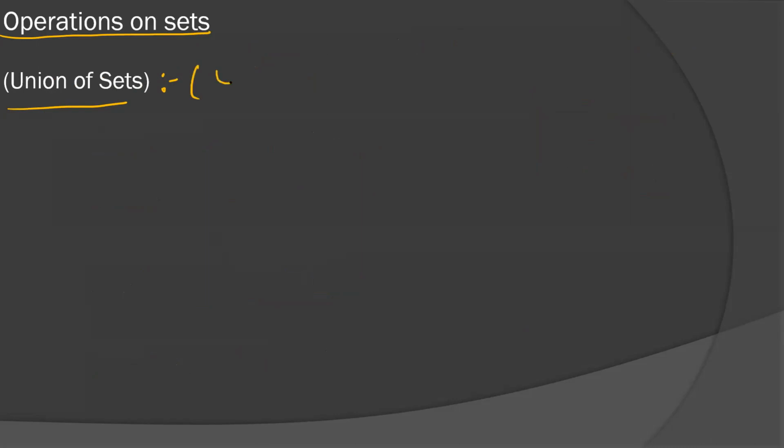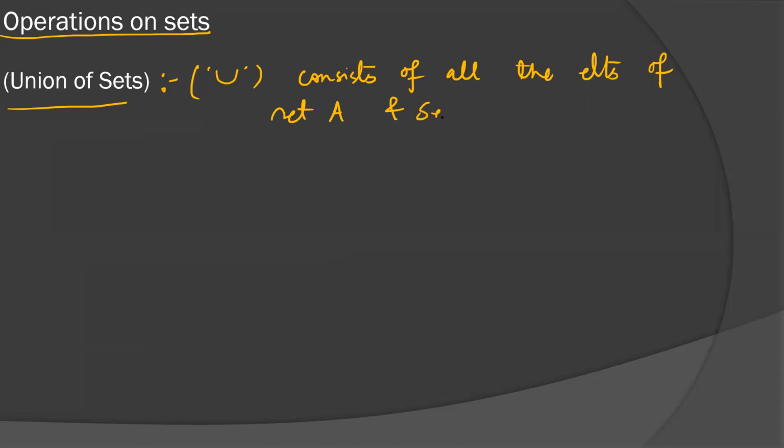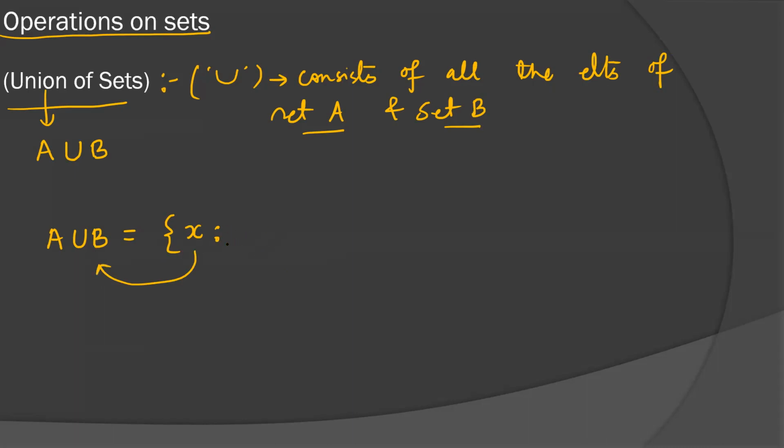This is the notation for union. It consists of all the elements of set A and set B. If we are going to find the union of two sets, the representation is A union B, and the definition is that it consists of all the elements of set A and set B. Or if you want to write it in set builder form, A union B is the collection of all x such that x belongs to A or x belongs to B. So this is the definition of A union B.